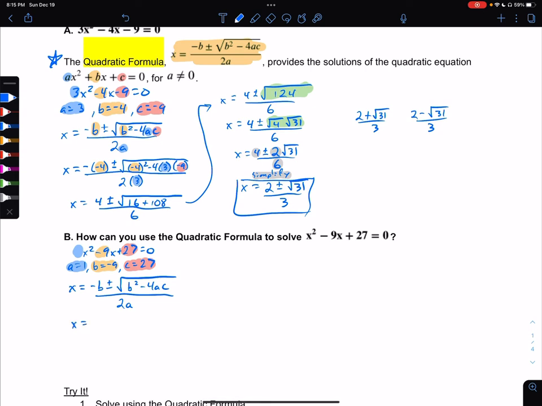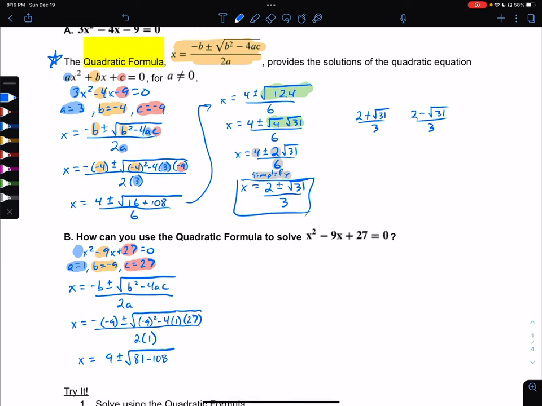So here x is equal to -9 plus or minus the square root of -9 squared minus 4 times 1 times 27. And all of that would be over 2 times 1. All right, we may run out of space here, but we'll figure this out. So x is equal to 9 plus or minus -9 squared would be 81. We have a -4 and the rest are positive, so this will be a negative number. 4 times 27 would be 108.